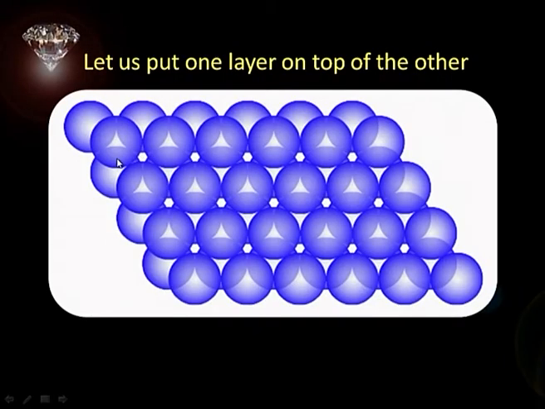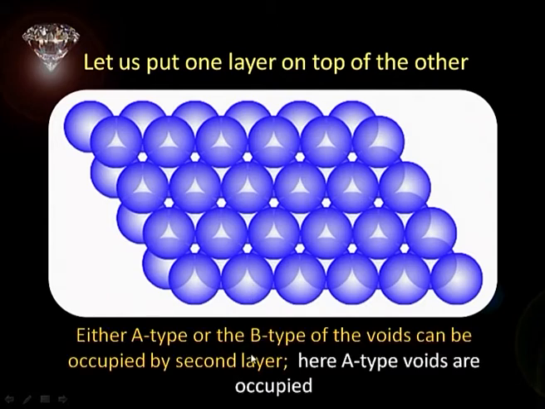Now, if I look closely, what you find is that when I am trying to put my second layer on top of the first layer, there is only one way of doing it. That is, either I will occupy A type of trigonal voids or B type of trigonal voids. I cannot occupy both types of voids simultaneously. You can even do it on your own.